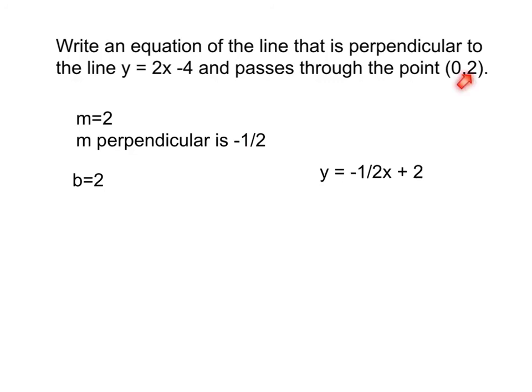It's a line that passes through 0, 2, which is our y-intercept. It has a slope that is perpendicular to this line, and if you look at the perpendicular slope, you'd get -1/2, which flipped over would be +2, so that looks right as well. And we're done.